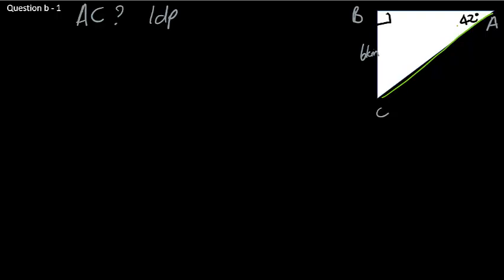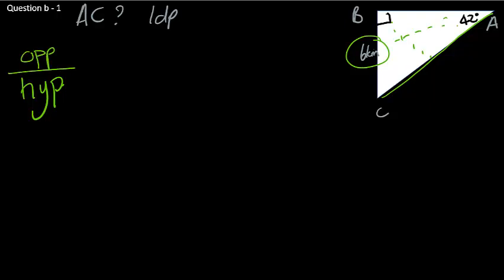AC is this one, which is opposite the 90 degrees, so that makes it the hypotenuse. And the other value I have is opposite. So I'm going to write opposite over hypotenuse, which gives me opposite is 6 over hypotenuse, which is AC. Opposite over hypotenuse, you know as sine. So sine of 42 degrees is equal to 6 over AC.